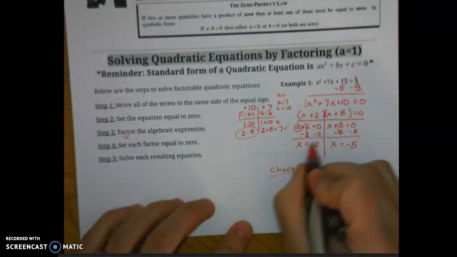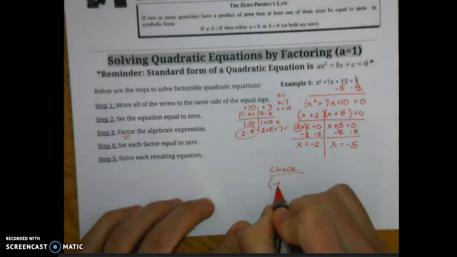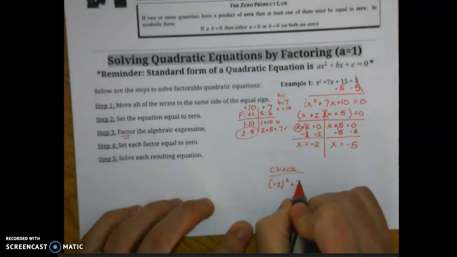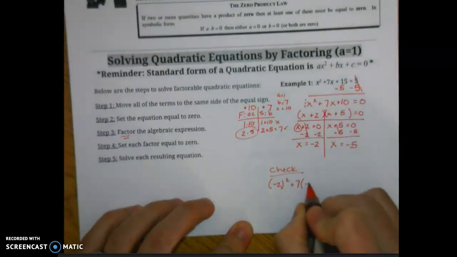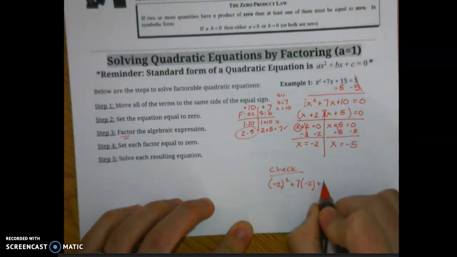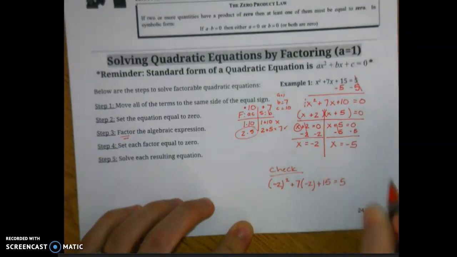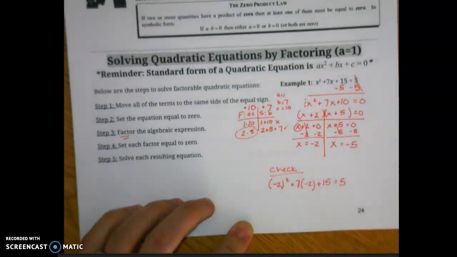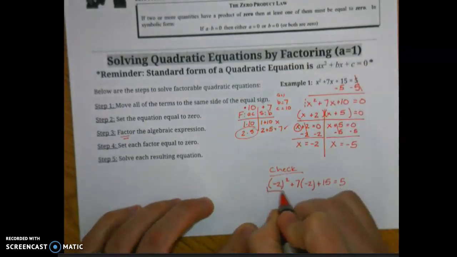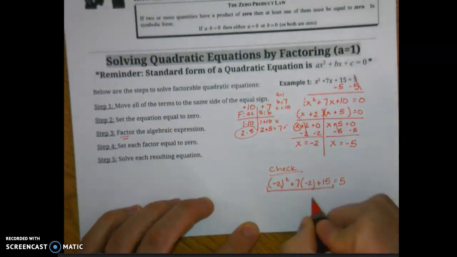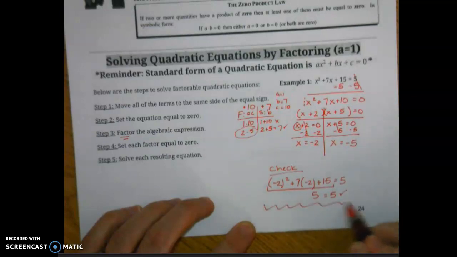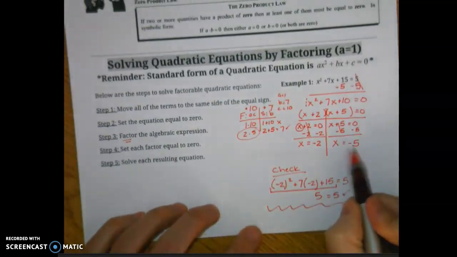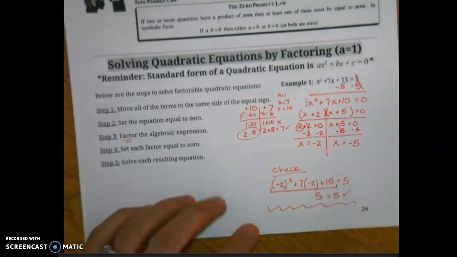If you want to check it, you can always check, okay, by substituting the values into your original equation. So let's check negative 2. So we're saying that negative 2 squared plus 7 times negative 2 plus 15 is equal to 5. Right, so I'm taking that answer and I'm substituting it into the original equation. If you plug this whole thing into your calculator on Desmos, you should get 5. So that checks. There's two solutions, because if you plug in negative 5, that will also make the equation true.